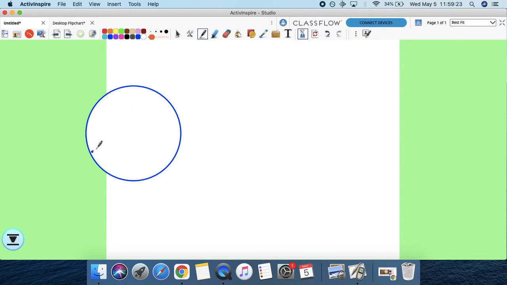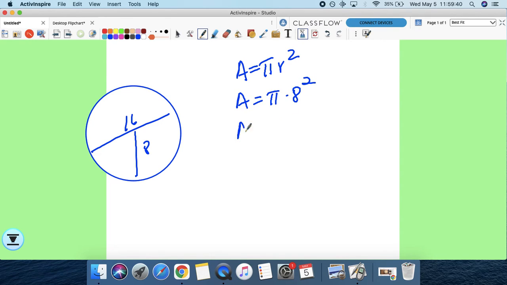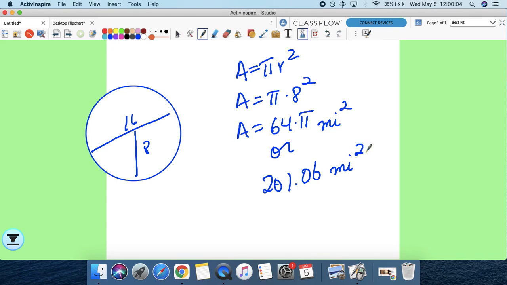15, the diameter is, what is that? I can't see. The diameter is 16, right? So if the diameter is 16, the radius is 8. So what's the area? Area equals pi r squared. Area equals pi times 8 to the second power. 8 to the second power is 64 pi, and what's the unit? Miles? Okay, so miles squared. Or, if you multiply 64 times pi, you get 201.06 miles squared.